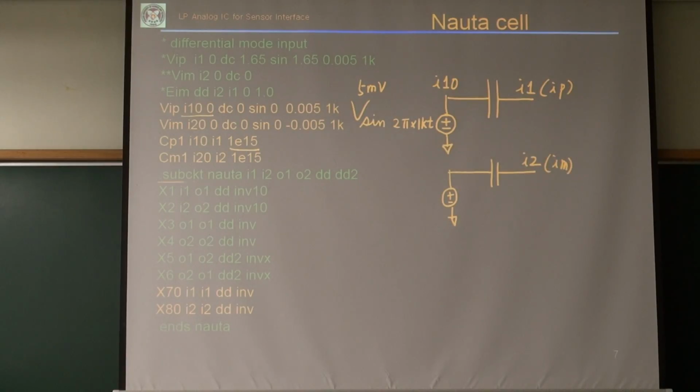So I have my sub-circuit Nota cell. This Nota cell has I1, O1, and I have a huge 10 times inverters there. And then let's see. Yeah, 10 times inverters. And then this biasing inverter there, a small biasing inverter.